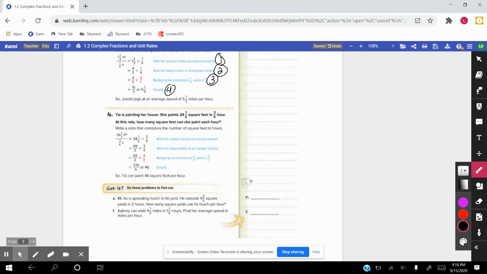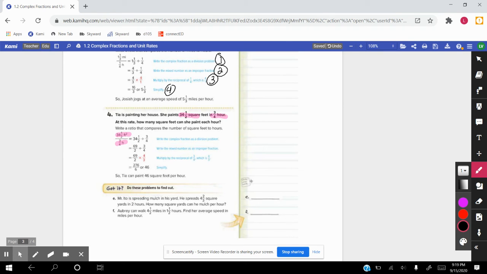Let's take a look at number 4. Tia is painting her house. She paints 34 1/2 square feet in 3/4 of an hour. At this rate, how many square feet can she paint each hour? Rate, a ratio that compares the number of square feet to hours. So, number of square feet to hours. So 34 1/2 divided by 3/4. So that's how they got 34 1/2 square feet divided by 3/4 of an hour.